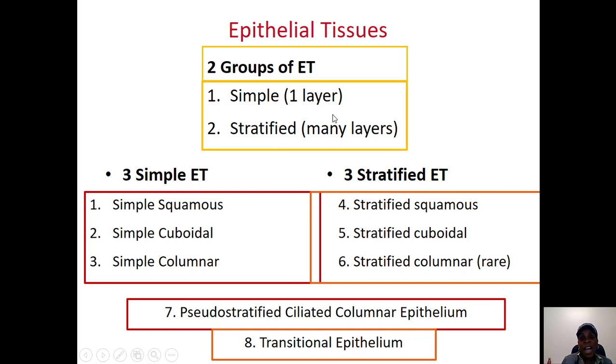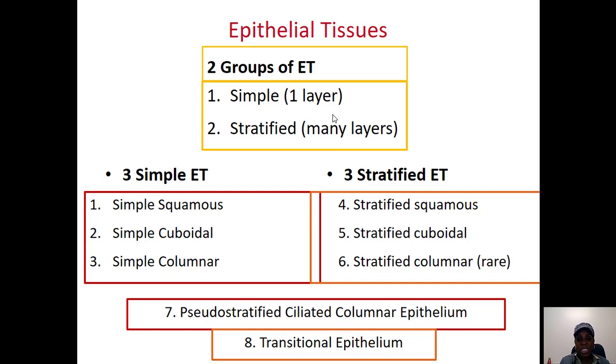Now, we define also epithelial based on the numbers of layers. If the epithelial has 1 layer, we call it simple. If it has 2 or more layers, we call that stratified. So we got simple and stratified.